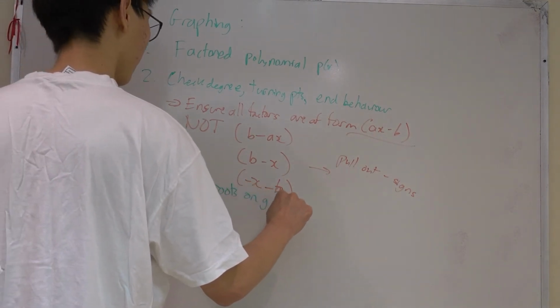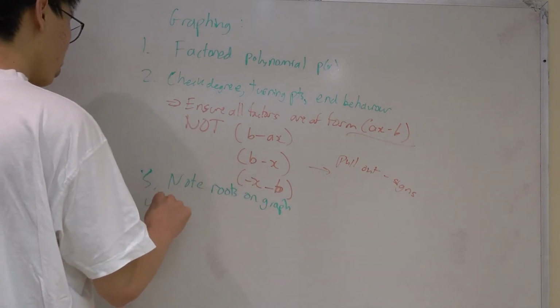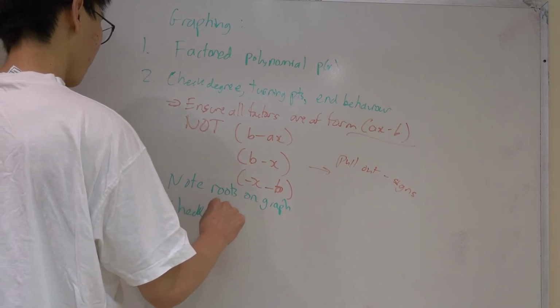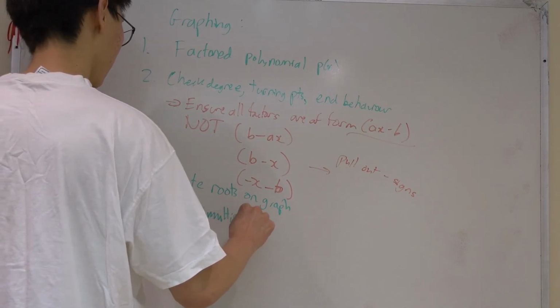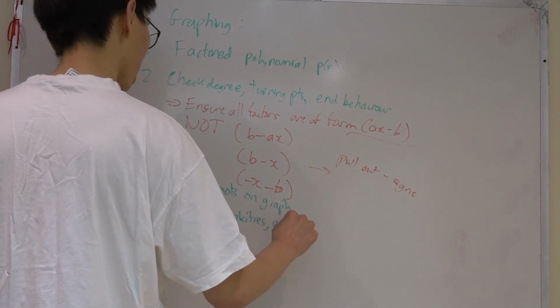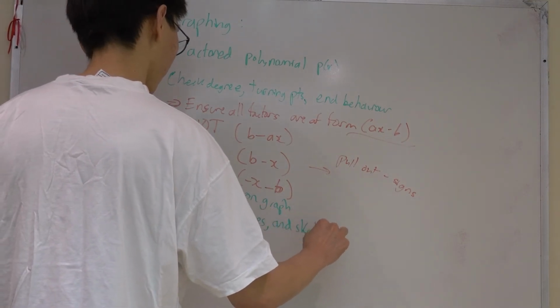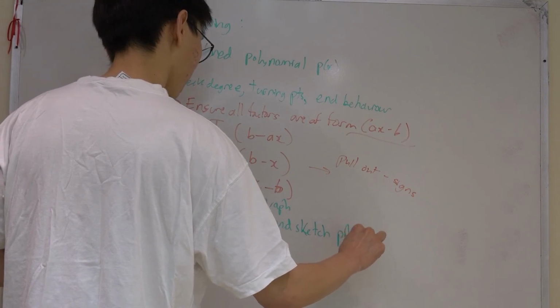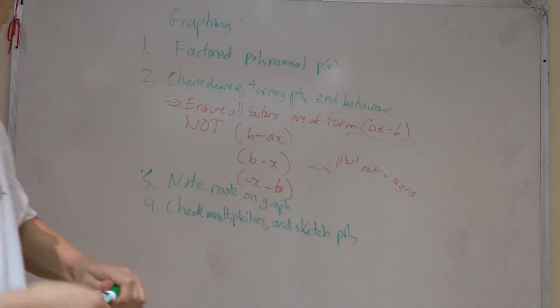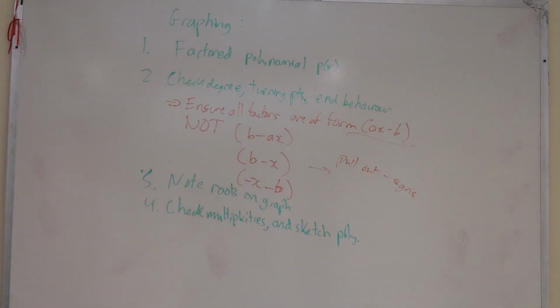on the graph, and then check multiplicities, and sketch the polynomial. That is your procedure for graphing a polynomial after you're done factoring it. Learn this well, but you're going to have plenty of opportunities in the homework and in the next lecture to really go through this procedure really, really well.